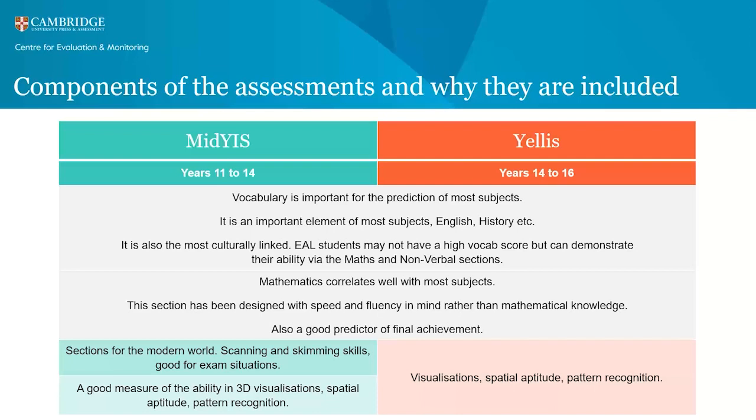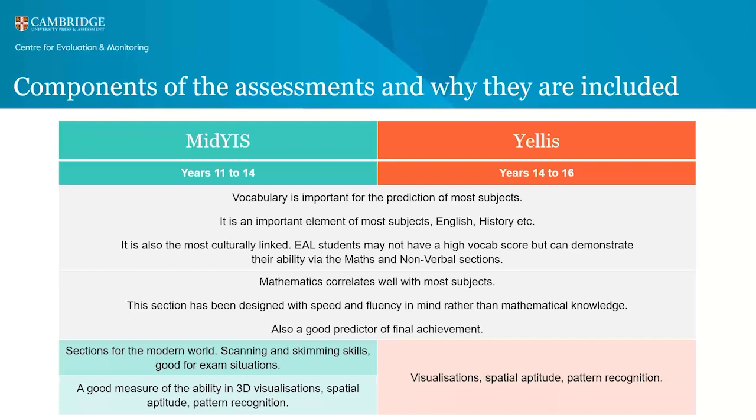Both assessments have a maths section as well, because again, maths correlates well with most subjects. And although you might not need specific mathematical knowledge for different subjects, you do need an element of being able to work things out with speed and fluency. And sometimes you do need a little bit of maths in some GCSE subjects as well. So again, I can refer back to my experience in business. There were finance sections in our exams, and you might have to calculate revenue and profit or labour turnover and things like that. So maths can be required in other GCSE subjects as well, but even if it's not, it is a good predictor of final achievement.